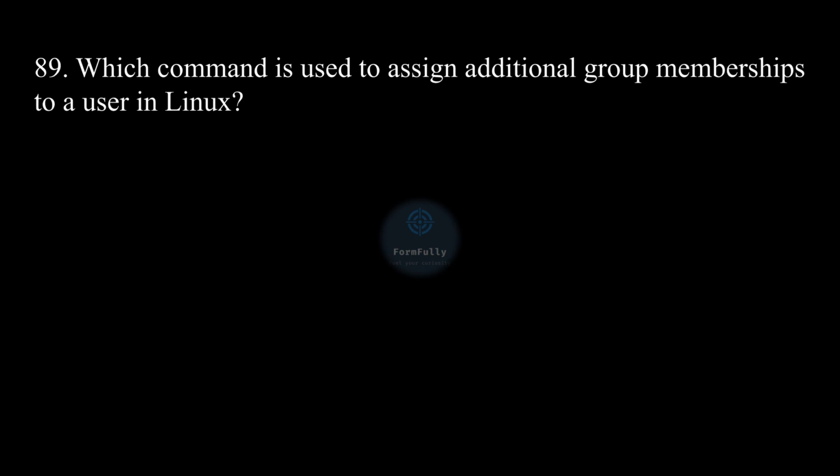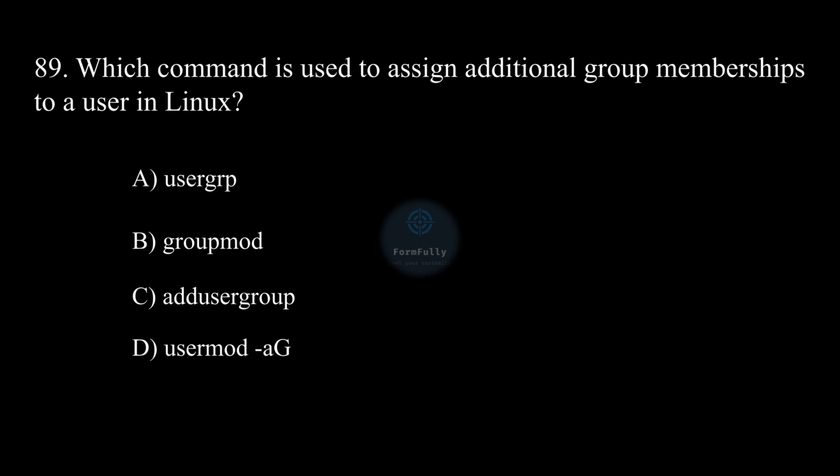Next question. Which command is used to assign additional group membership to a user in Linux? Options are user group, group mod, add user group, usermod -aG. So the correct option is D. This command allows adding a user to additional groups in Linux. The -aG option appends the user to supplementary groups without removing the user from their primary group. This command helps manage a user's group membership by adding them to existing supplementary groups. Other commands are not standard commands, so those are incorrect.